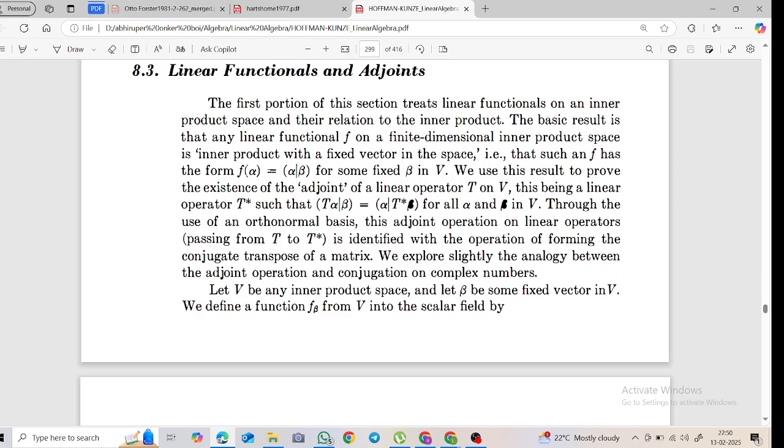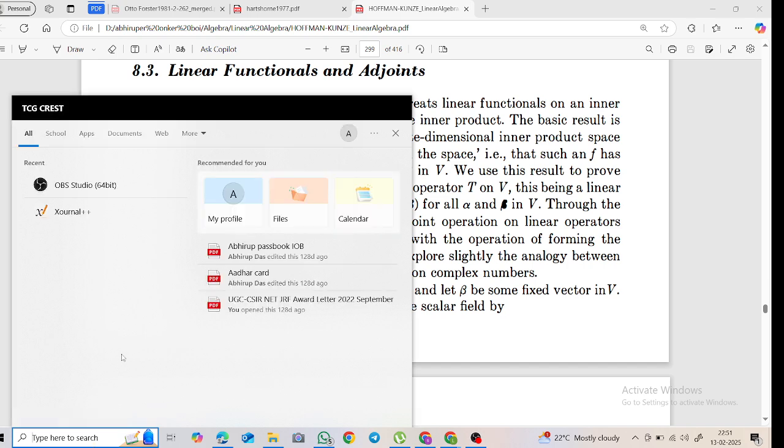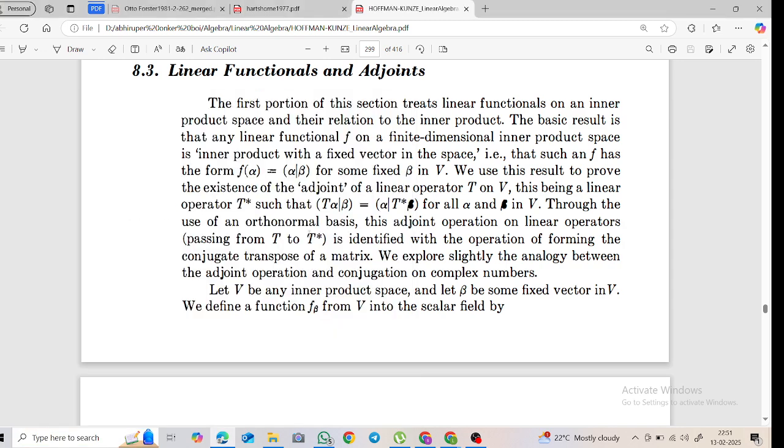We all know the definition of a linear function, and we will try to... Do you know something about the adjoints? I think we did something regarding this. I mean, the definition of an adjoint.